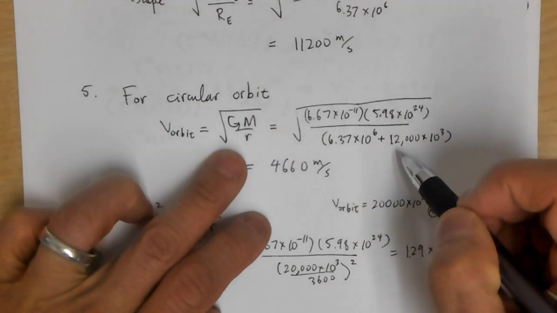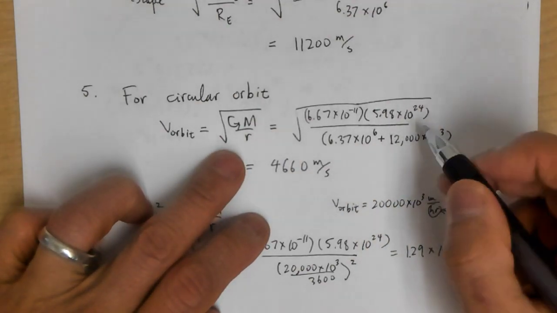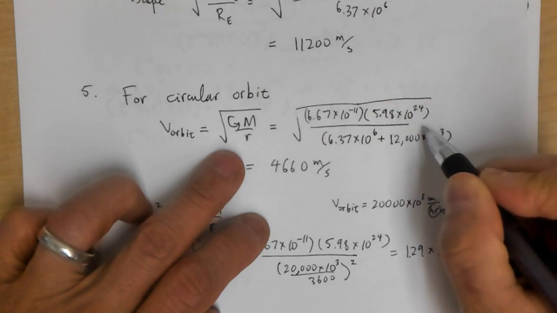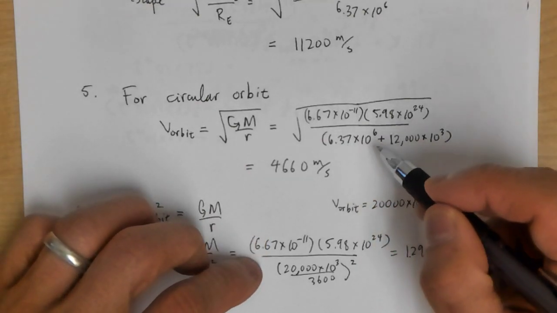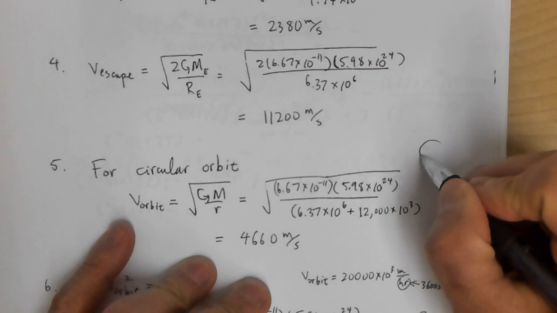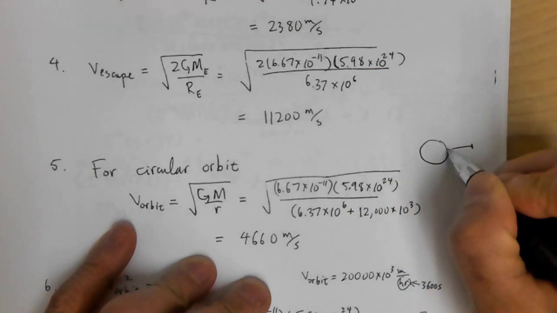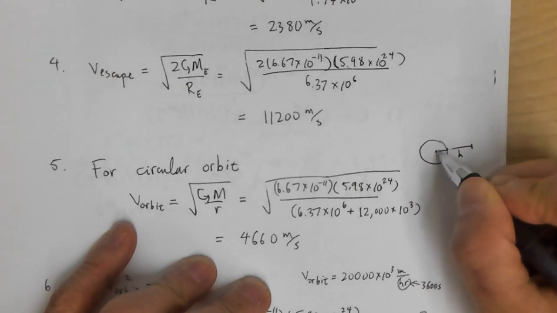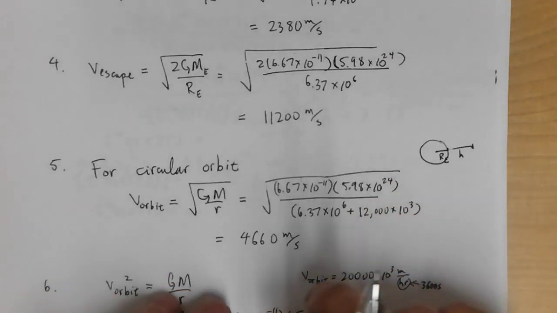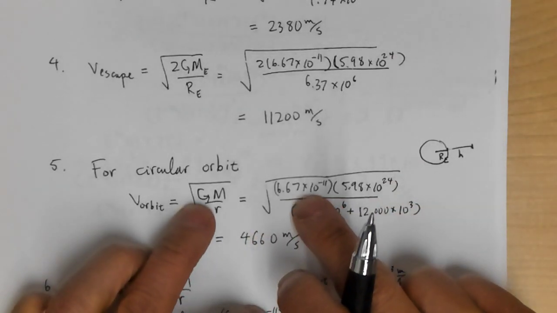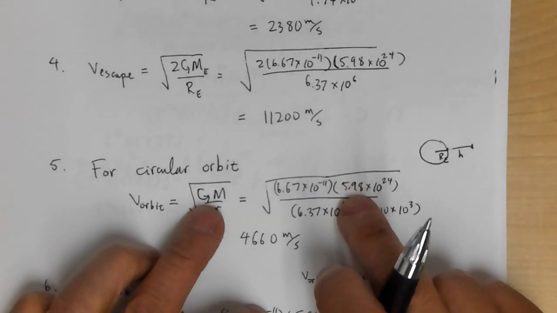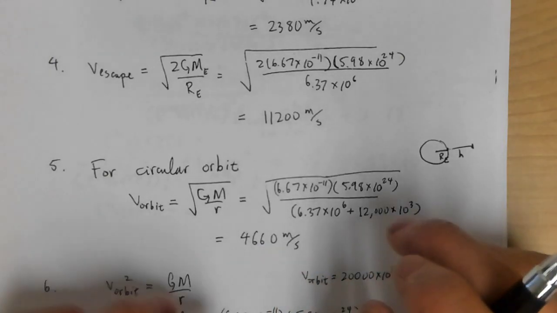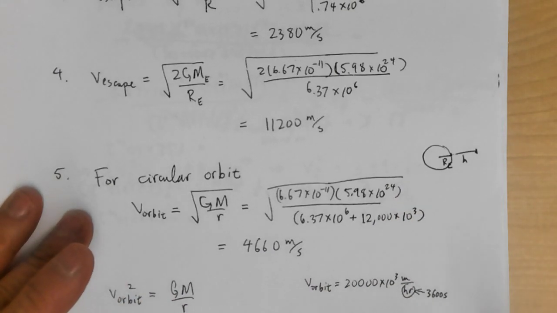But since they give us only the altitude, 12,000 kilometers, we first convert the altitude to meters, so that's 12,000 times 10 to the third. But then we have to add in the radius of the Earth. In other words, we have the radius of the Earth here, but then we have this extra distance, the altitude, so we add the radius of the Earth plus the altitude together. So R_E plus h goes in here. G is 6.67 times 10 to the negative 11. Mass of the Earth is 5.98 times 10 to the 24th. Take the square root of this, and you get 4,660 meters per second.